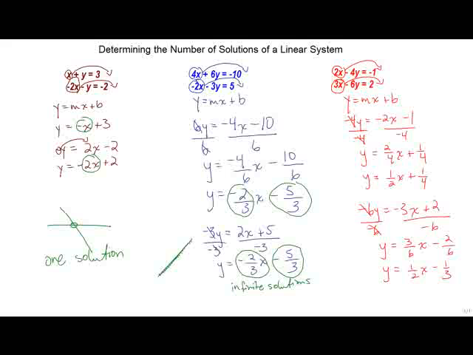Now we'll compare the two slopes. We have the slope of 1/2 here, and we have the slope of 1/2 here. So they have the same slope, but they have different y-intercepts. The first one has a y-intercept of 1/4, and the second one has a y-intercept of negative 1/3. That means on a graph they would be parallel. They have the same slope, so they're going to run side by side, but they cross the y-axis at different spots. Therefore, this linear system has no solution.